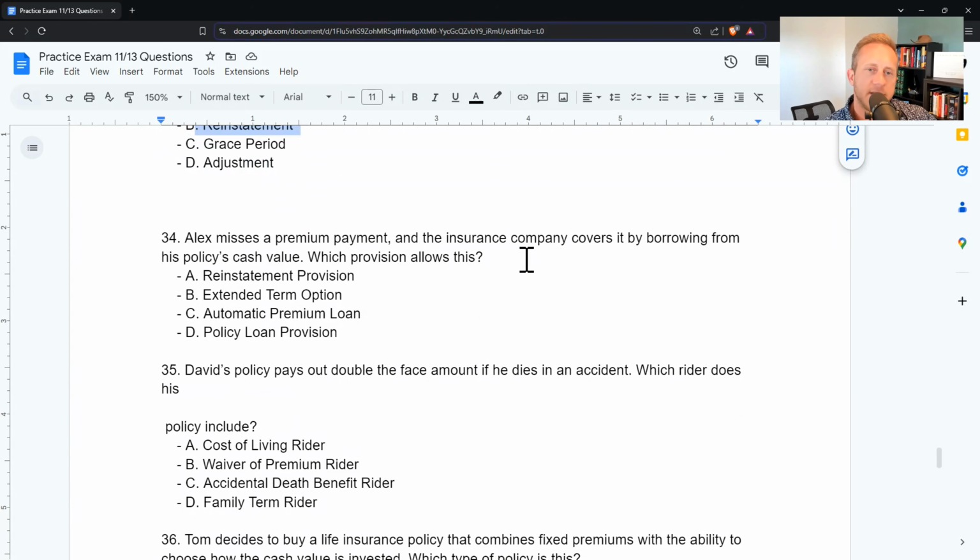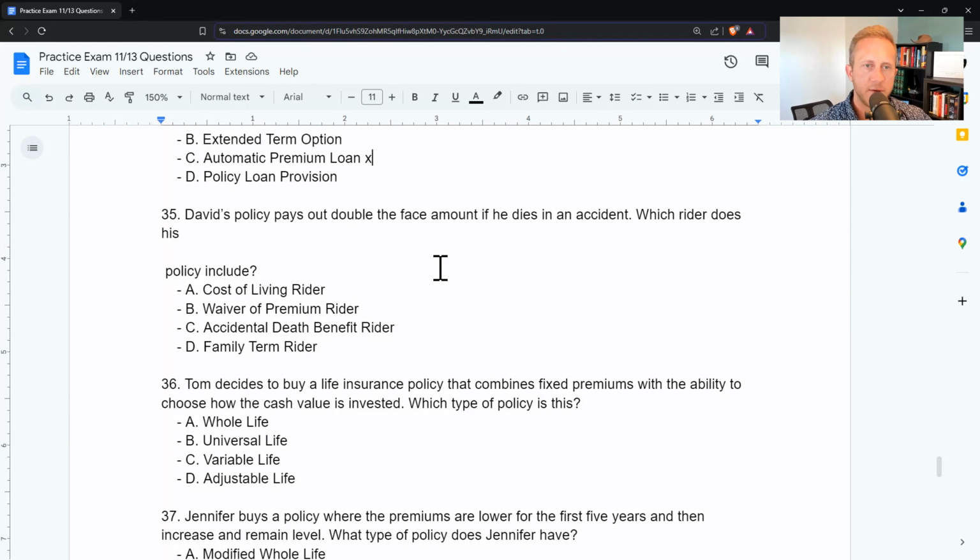All right, Alex misses a premium payment and the insurance company covers it from borrowing his policy's cash value. Which provision allows this? It is not the reinstatement provision or the extended term option. It's the automatic premium loan provision. Okay, automatic premium loan, we covered this before, has to do with taking cash value to cover a missed premium.